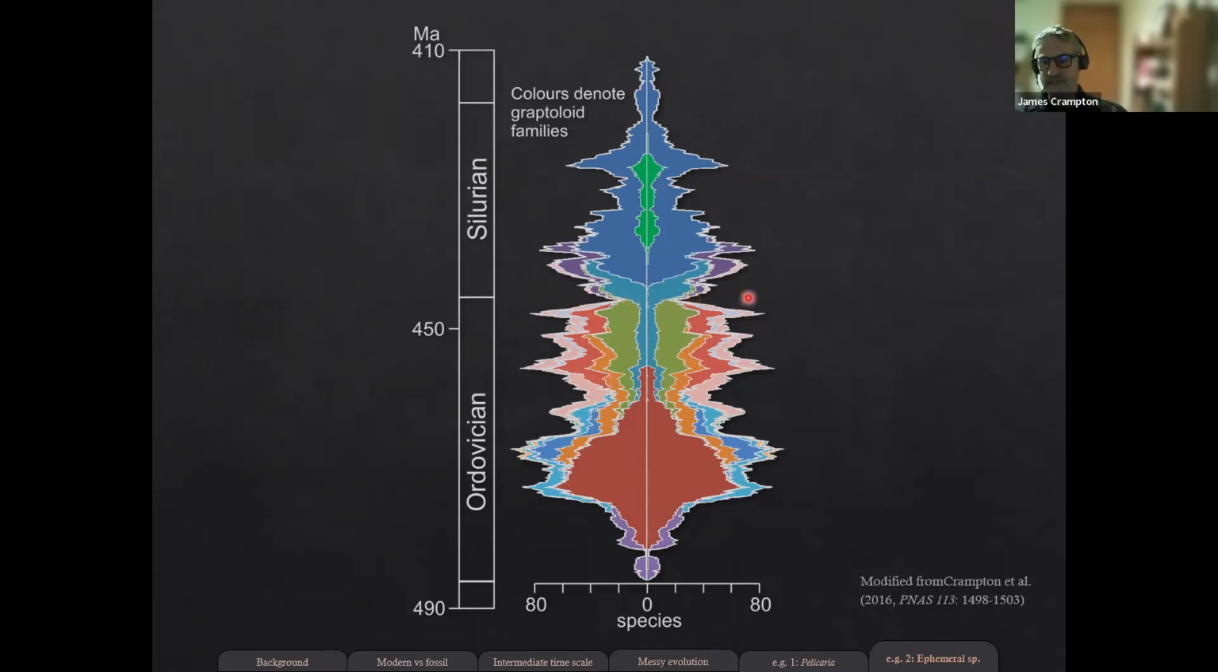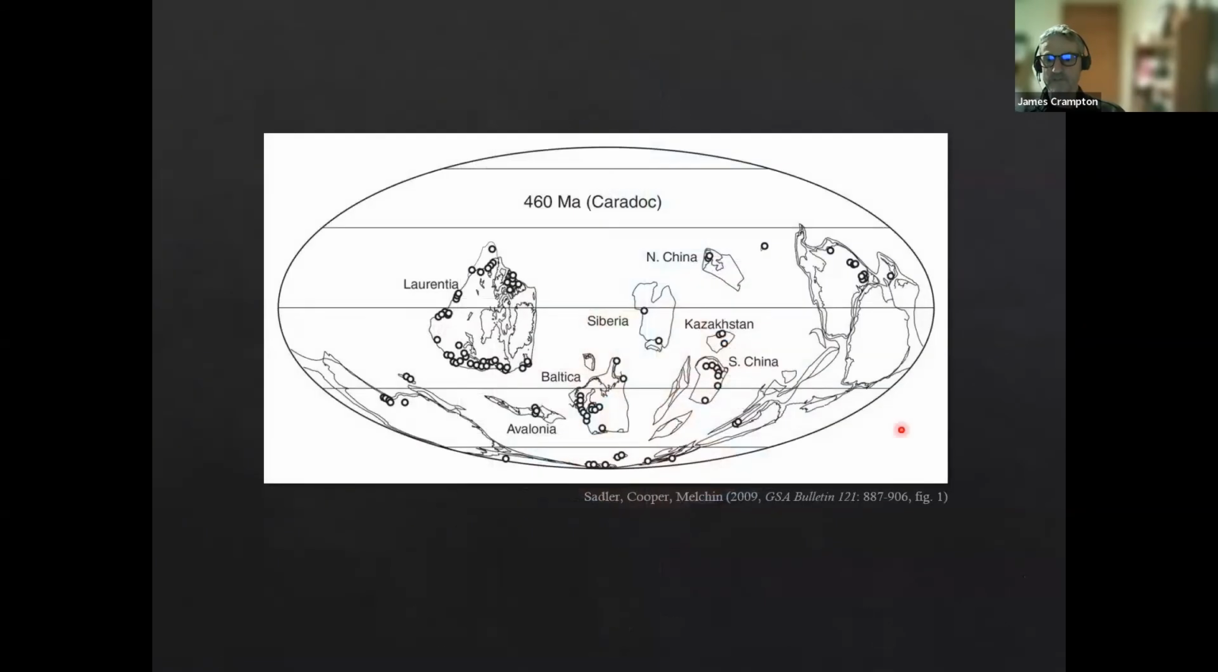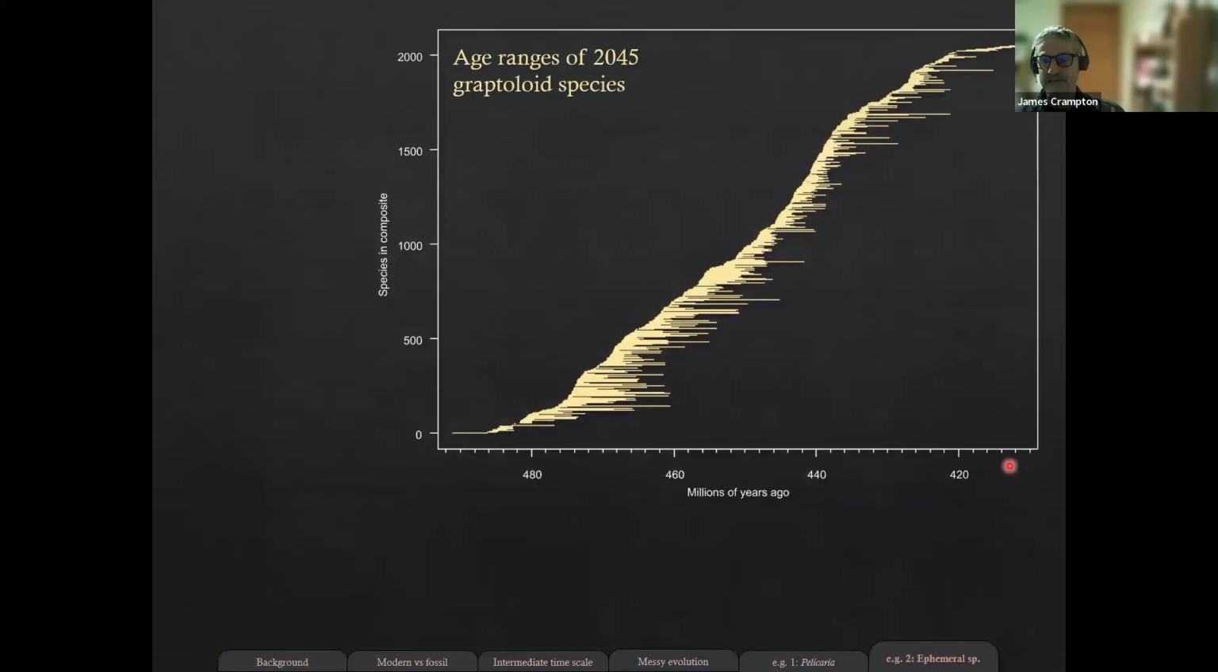This is the mass extinction at the end of the Ordovician, when the numbers plummeted. Not only did the numbers of species plummet, but the composition changed: the ones that took off after that were completely different groups, shown by the different colors. So it's an amazingly highly resolved fossil record of graptoloids. It's a global record. These dots show all the places where they've compiled data from, just for the 460 million years, the Caradoc stage. Obviously the geography doesn't look anything like it does today, but it shows you this is an incredibly complete data set.